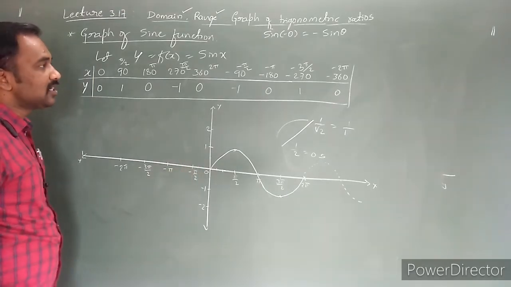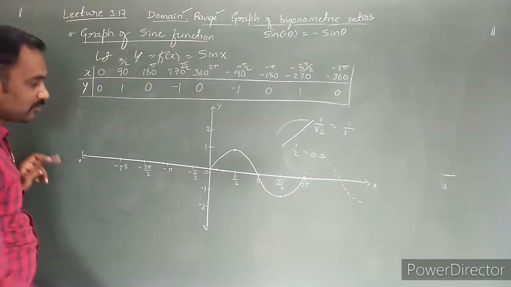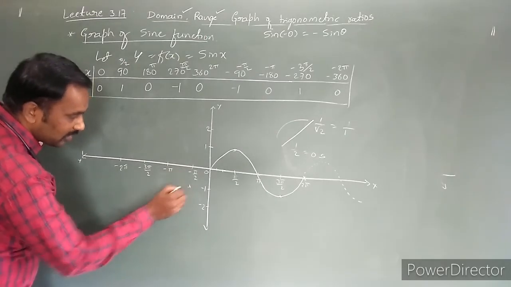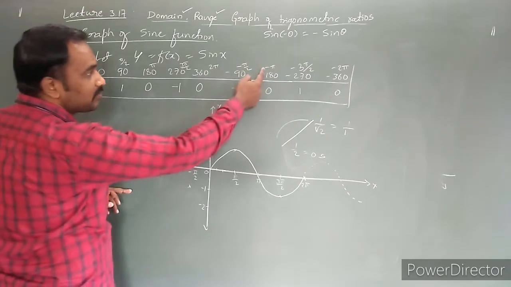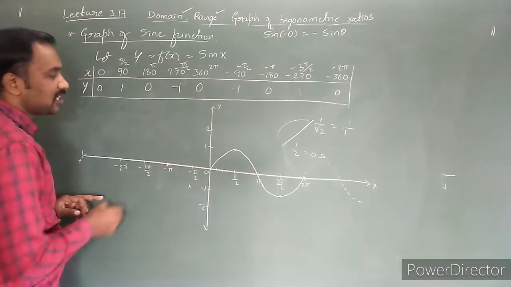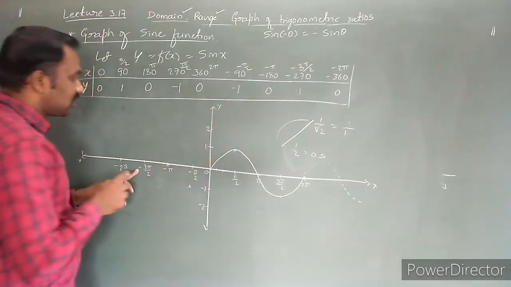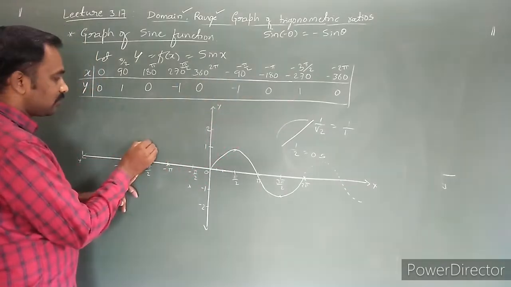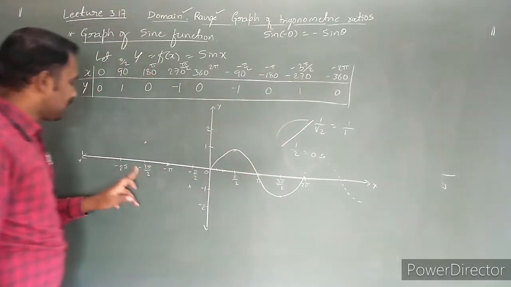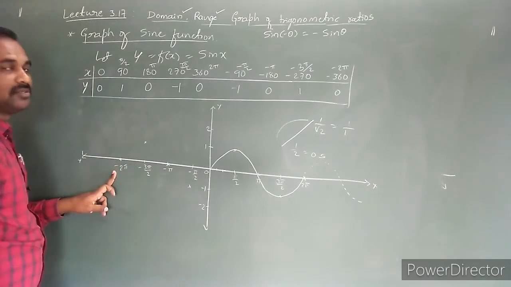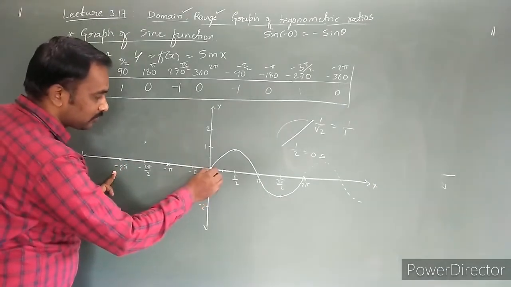Similarly, come to the negative angles. Minus π/2, minus 1. Minus π, 0. Minus 3π/2, plus 1. Minus 2π, 0. Join them with the curve.